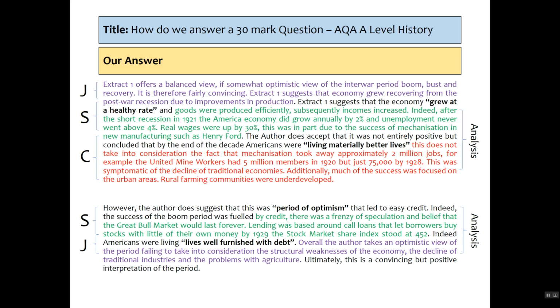And in red, you can see my contrasting information. So I've said the author does accept that it was not entirely positive, but concluded that by the end of the decade, Americans were living materially better lives. Now, they were living materially better lives, so long as you were middle class or an urban worker. If you were somebody in the rural area, or somebody who had lost their jobs due to mechanization, then you were going to be suffering, as we know. And I've said that this was symptomatic of the decline of traditional economies. So the author of Extract 1 fails to take into consideration the impact on agriculture.